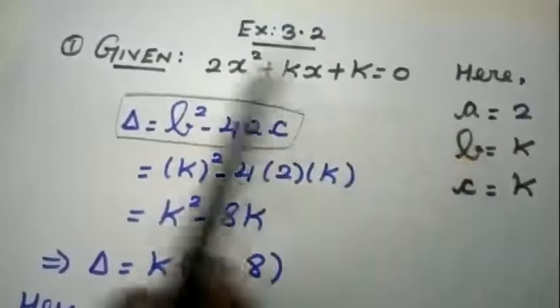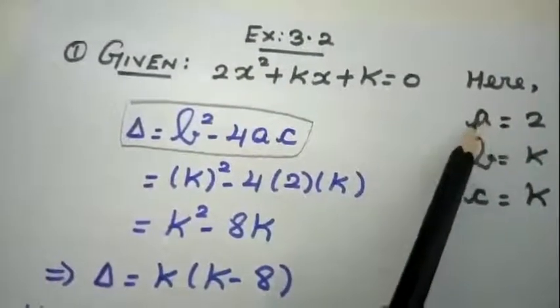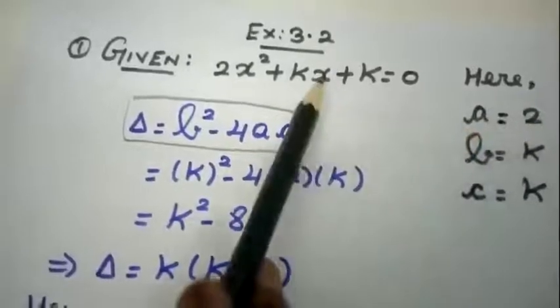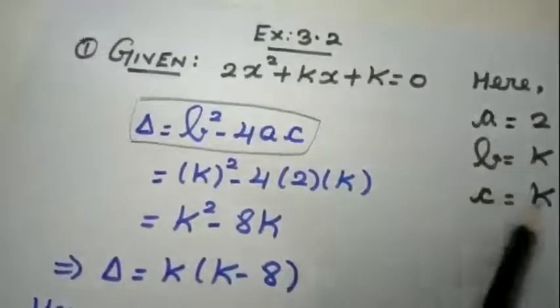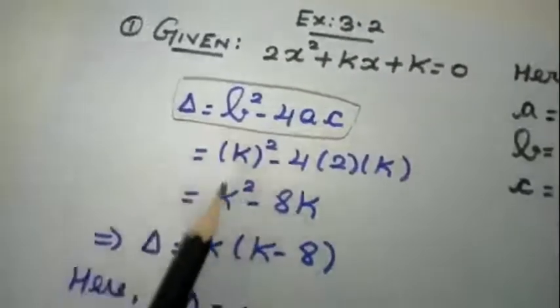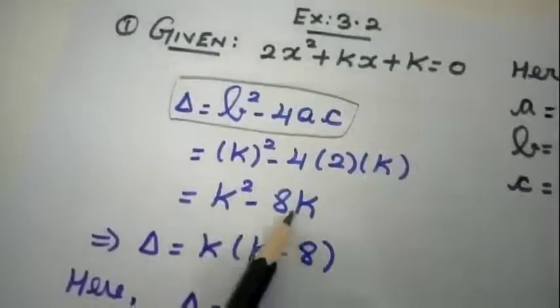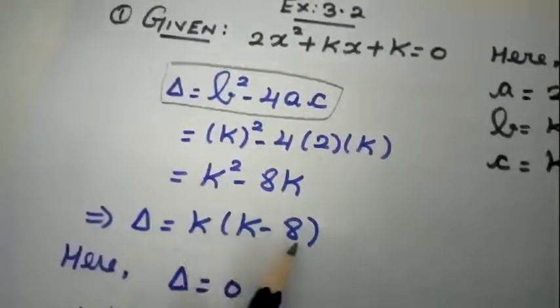A, B, C: the coefficient of x² is A, the coefficient of x is B, and the constant is C. From the equation, A = 2, B = k and C = k. Substitute the values, and you will get k² - 8k. Taking k outside, delta = k(k - 8).